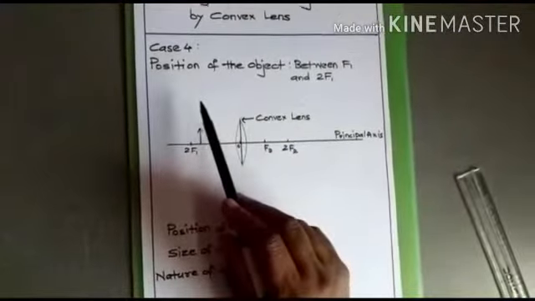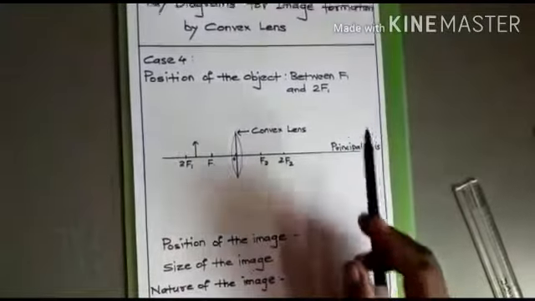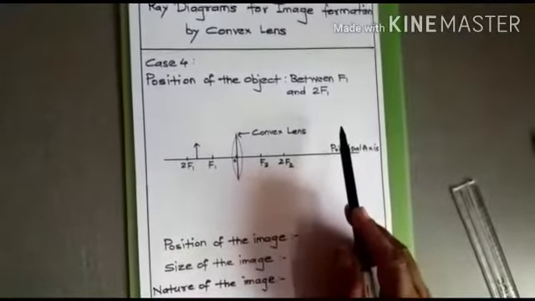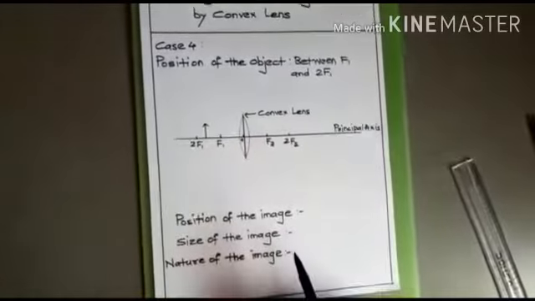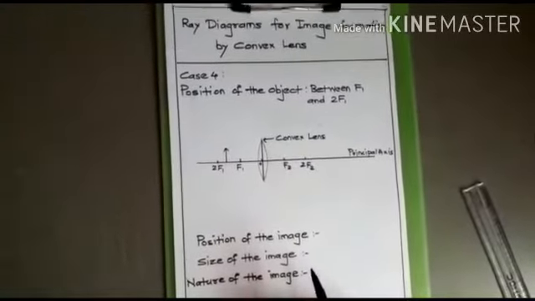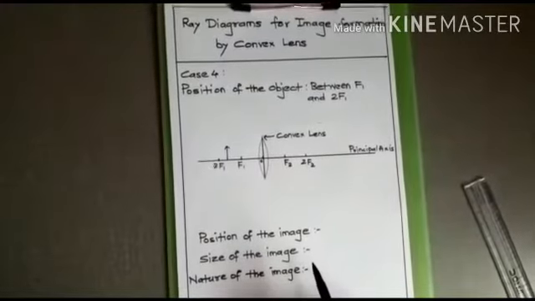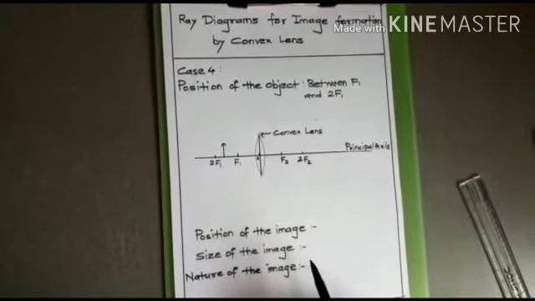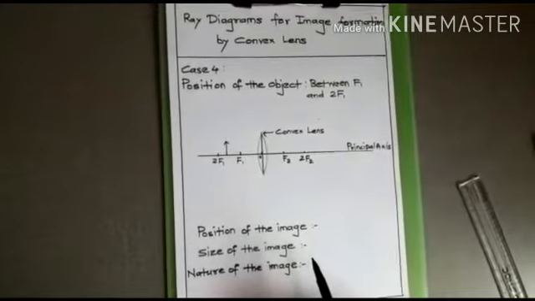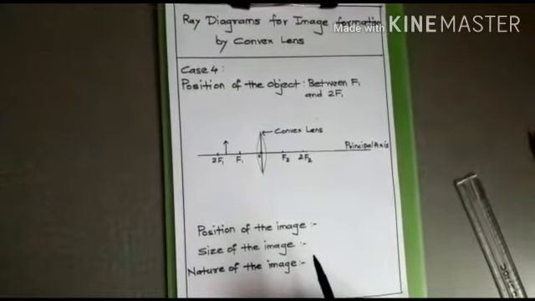Case 4. Position of the object between F1 and 2F1. I would suggest you pause the video here, draw the ray diagram and try to find the image yourself. Also write down the properties of the image formed. So, what's the nature of the image you got?